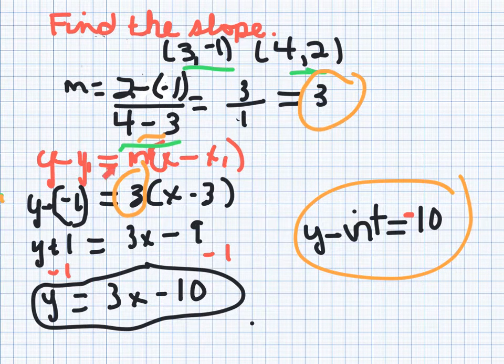I use my point-slope form and plug in my numbers. So y1 goes there, my slope goes there, and my x1 goes there. Now I end up with y plus 1 equals 3x minus 9. I subtract 1 from both sides, and I end up with y equals 3x minus 10, and the y-intercept is -10, which I can see on my graph.